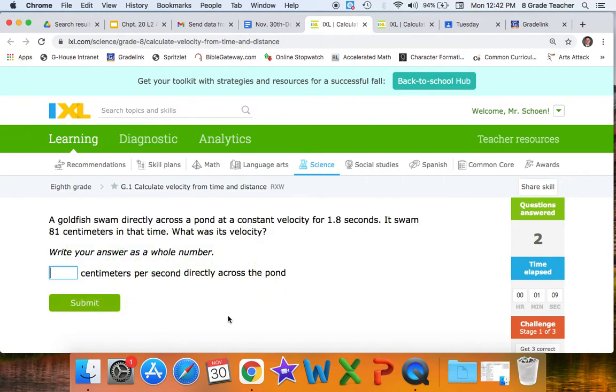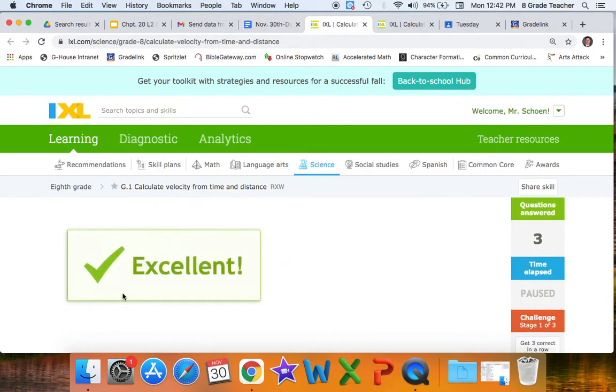A goldfish swam directly across a pond at a constant velocity for 1.8 seconds. It swam 81 centimeters in that time. What was its velocity? Notice here it's giving you the time first, then the centimeters. You just have to recognize to put centimeters divided by seconds in this case because your answer is looking for centimeters per second. So don't be fooled when it writes it in that otherwise order or puts seconds before centimeters. Don't say you're going to divide 1.8 by 81. You still have to put the right unit in the numerator, which is 81 centimeters divided by 1.8 seconds to give you your answer. So you have 81 divided by 1.8 equals 45 centimeters per second.